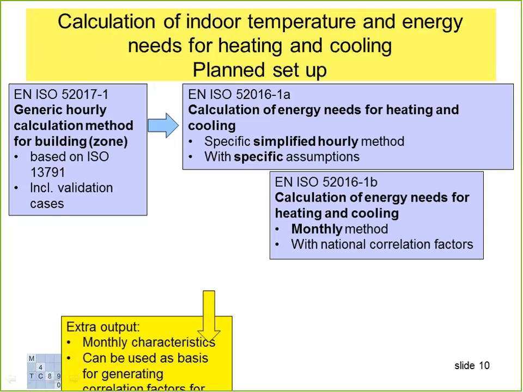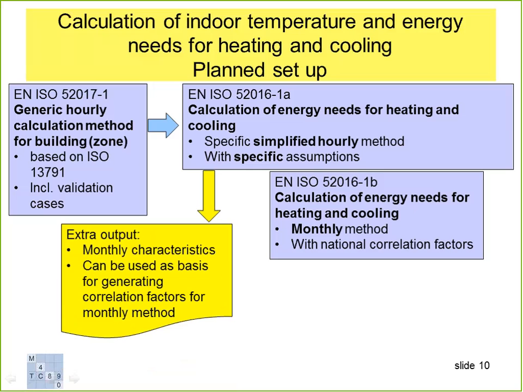And for the monthly method, you need these national correlation factors to take into account the dynamic effects. And what we have in mind is that this hourly calculation method will produce extra output in the form of monthly characteristics for your case, which can be used as a basis to generate the correlation factors for the monthly method. So there you will have a link between this simplified hourly method and the national correlation factor. And in effect, you'll have a link between the generic hourly calculation method, the simplified hourly calculation method, and the national and the monthly method with the national correlation factors.